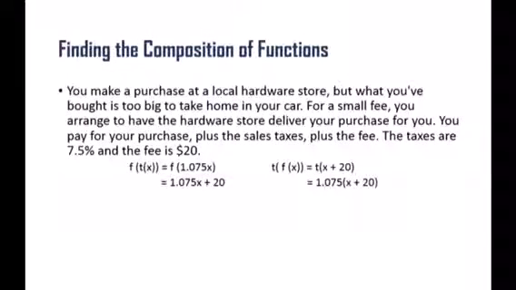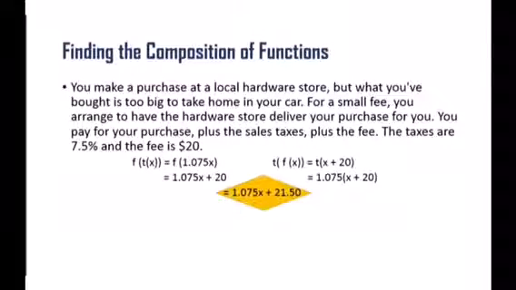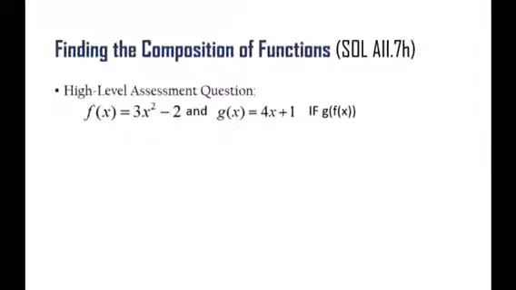So we solve these problems. f of t of x would become 1.075x plus 20, and t of f of x equals 1.075 times x plus 20. So the answer would be 1.075x plus 21.50. Next, high-level assessment question.